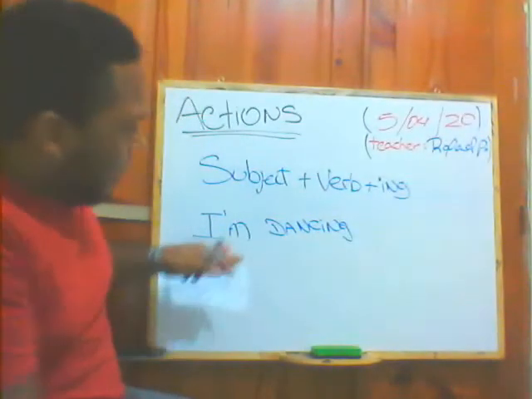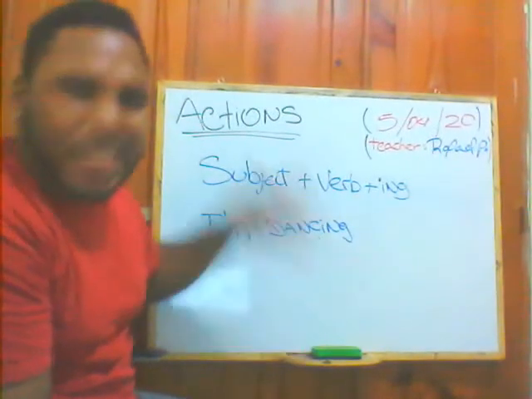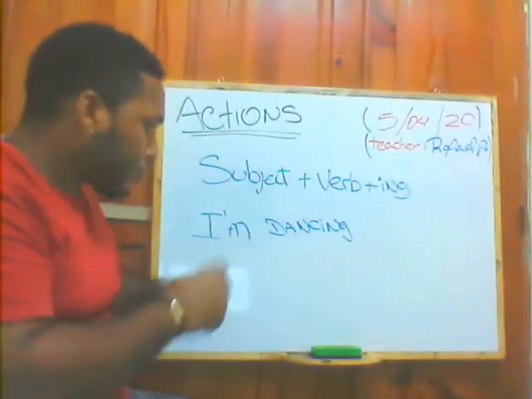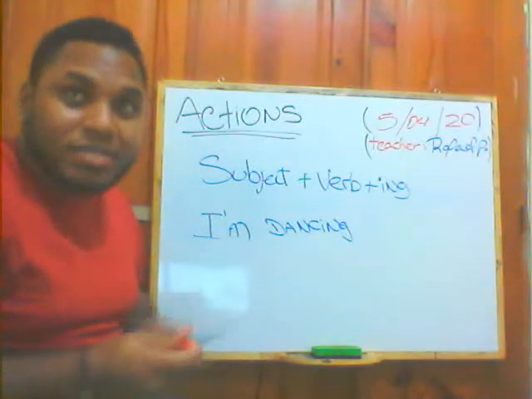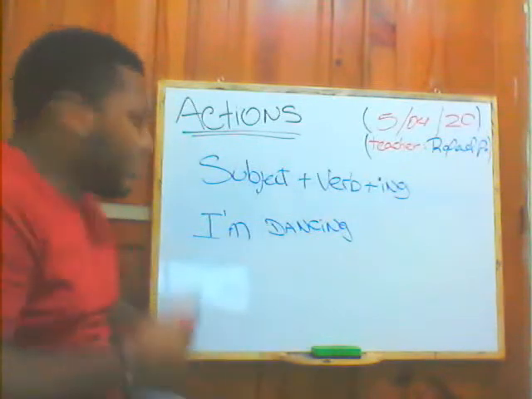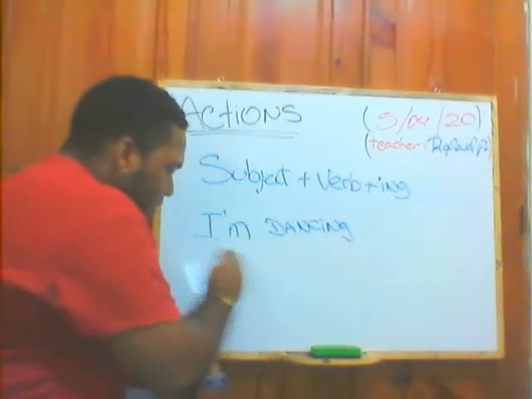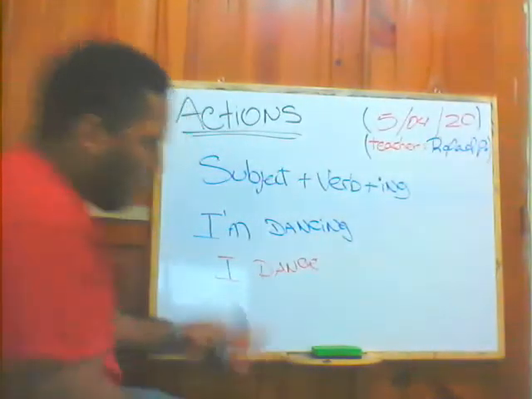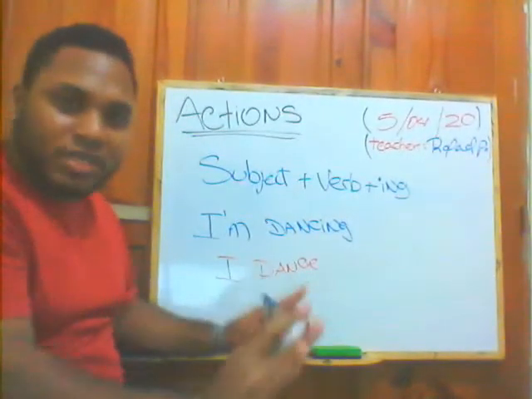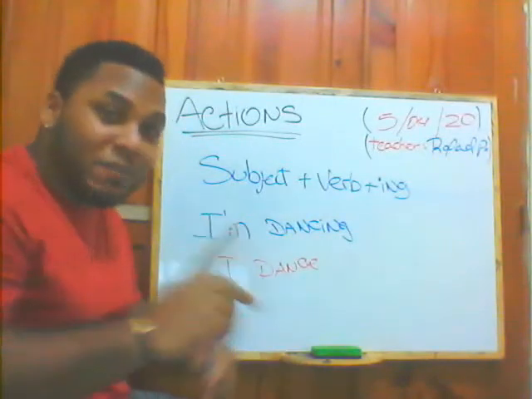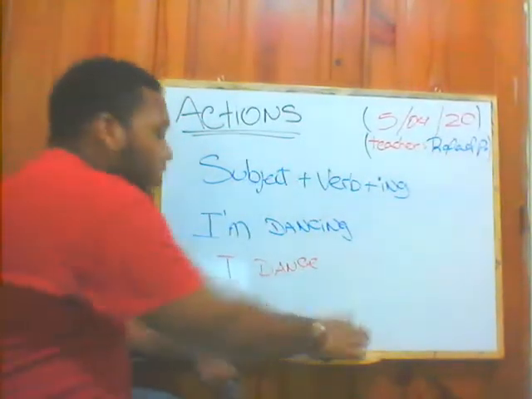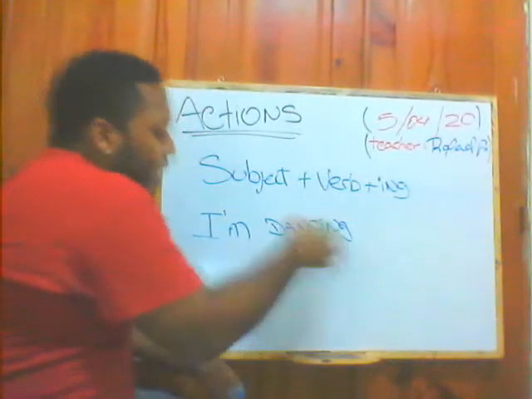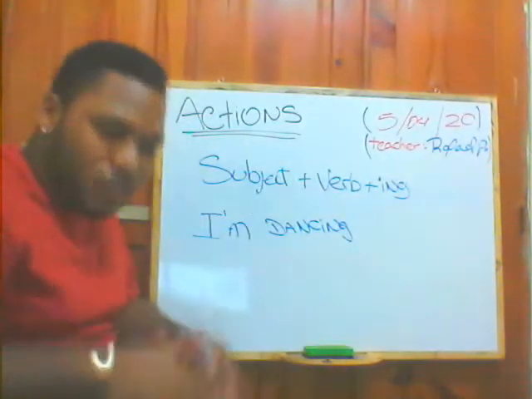So that means that action is happening just now. If it is a simple present, it means that I dance. It is something that you can do at any time, but you are not doing it now. I dance. That's simple present. But it doesn't mean that you're dancing. When you are doing the action, it means that you are doing it right now.